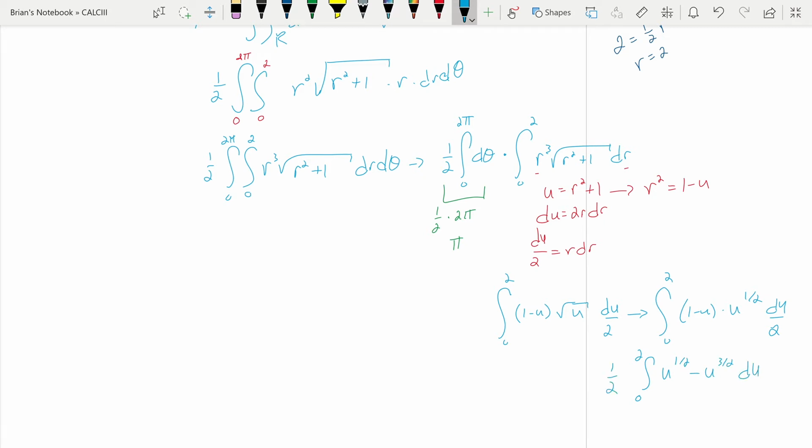And I actually made a mistake. It is u minus 1. Well, if we have the r squared, so u is equal to r squared plus 1, the u would have to be subtracted. Oh, you're right. Yeah, it is u minus 1. Thank you, Nathan, for catching that. So u minus 1. Excellent catch. So it'd be u to the 3/2 minus u to the 1/2.